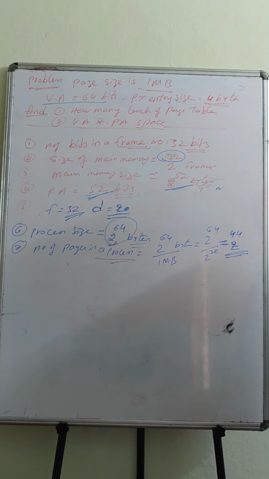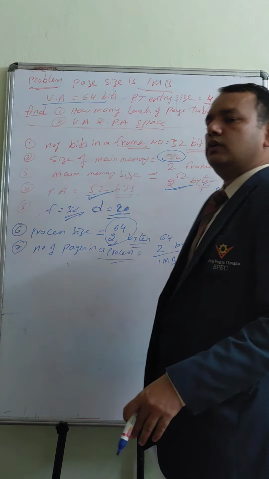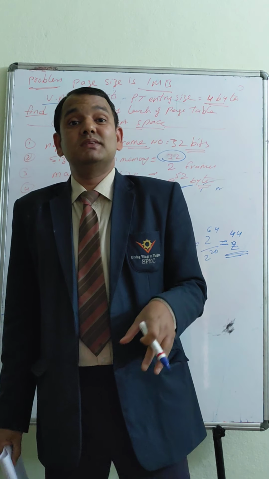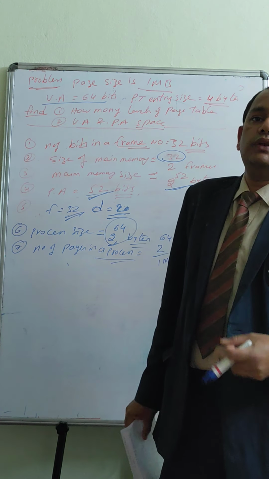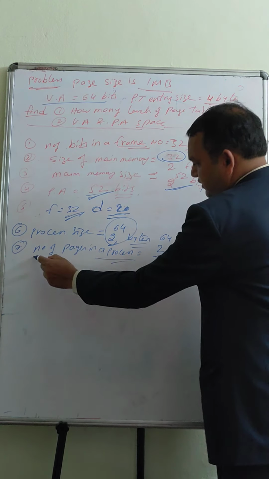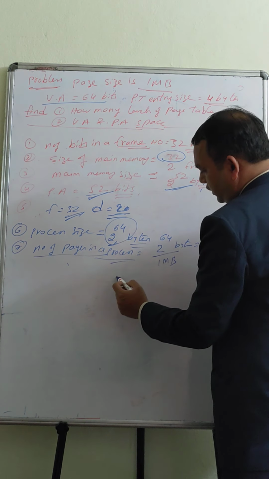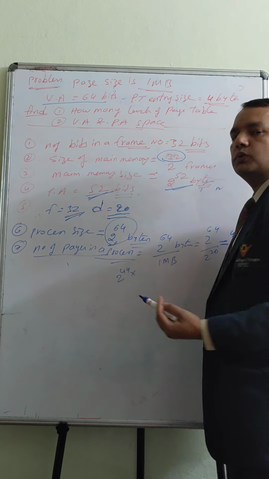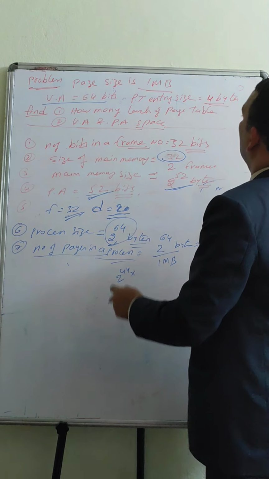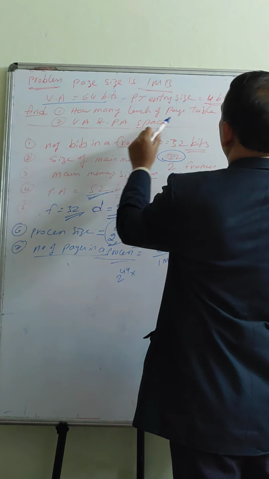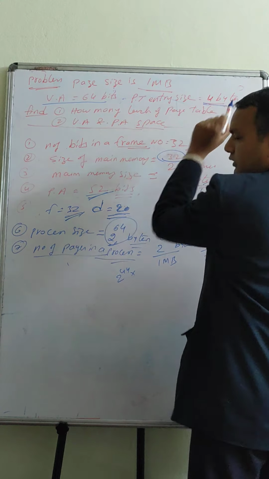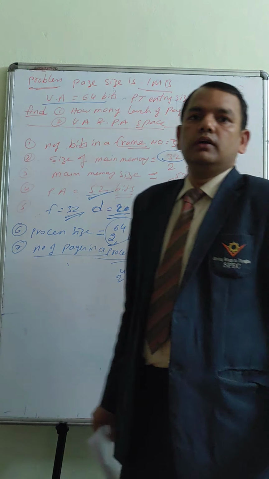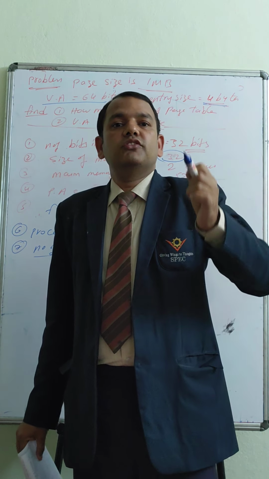Okay. Now we will find out the page table size. How will we calculate the page table size? Number of pages is 2 power 44, into each entry we require how many bytes? It's given, 4 bytes. Then we will get the total page table size.